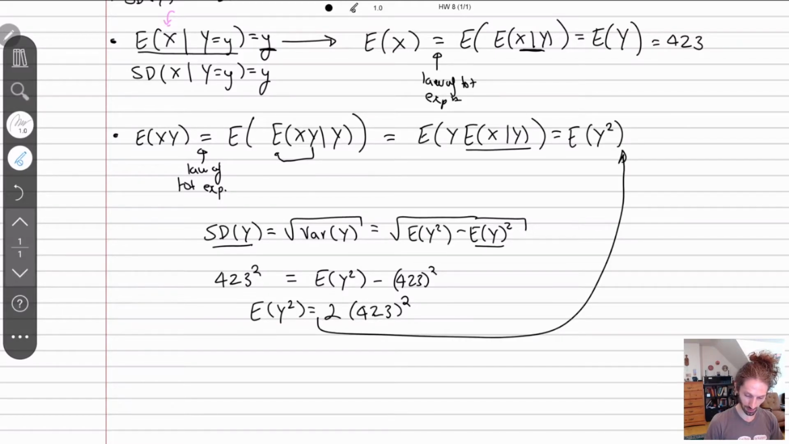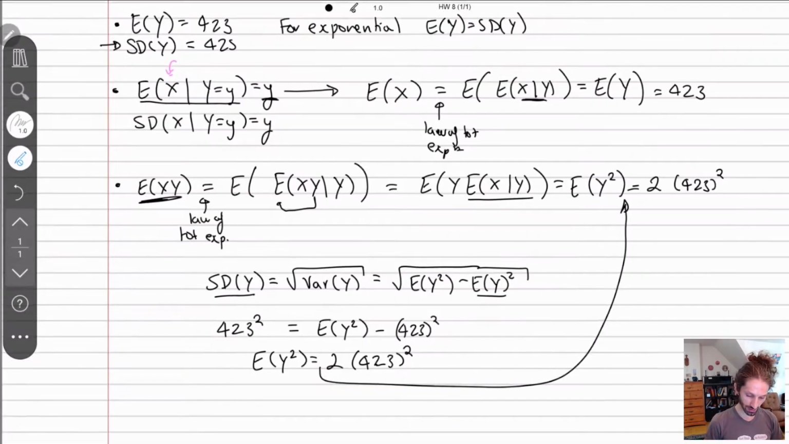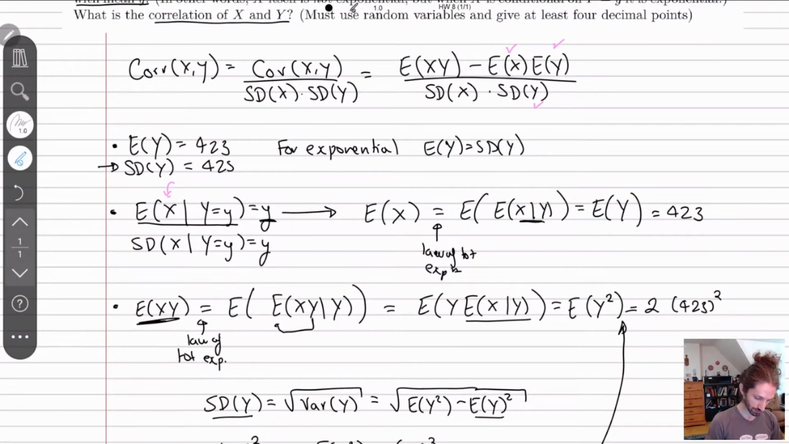So this we can plug in here. And we get that E of xy is equal to 2 times 423 squared. And I'm going to leave it like that for now in order to not worry myself. Okay, so the next thing we have to solve, so let's see, this is done as well. And the next thing we have to solve is SD of x, right? So this is the only thing that's left.